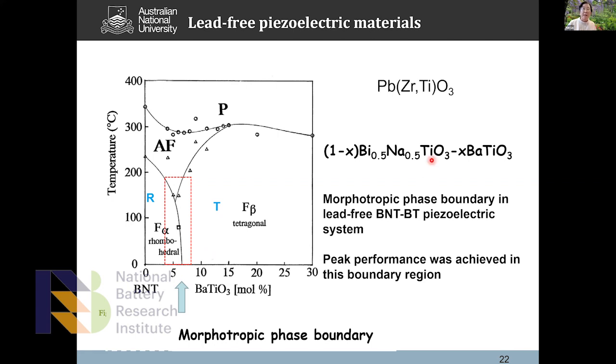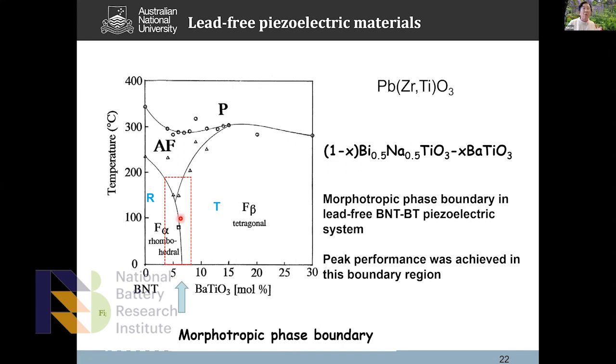But no matter whether lead-containing or lead-free, in these systems we find that the piezoelectric property presents its optimal performance at this boundary, which we call the morphotropic phase boundary, and it is actually between the rhombohedral ferroelectric and the tetragonal ferroelectric. So it has been a question for many years why this material has the optimal performance here.